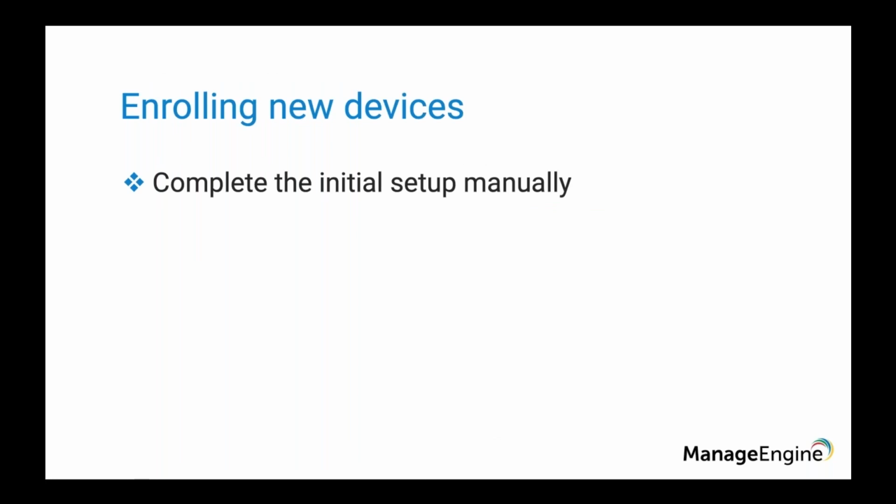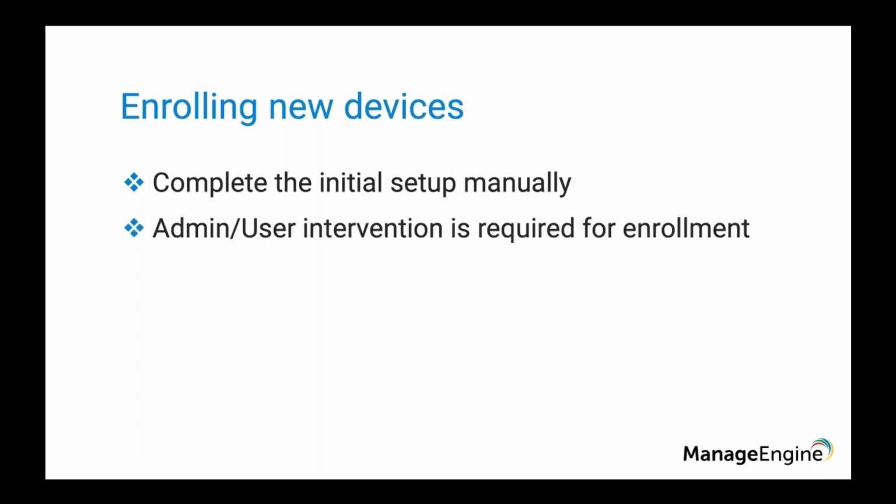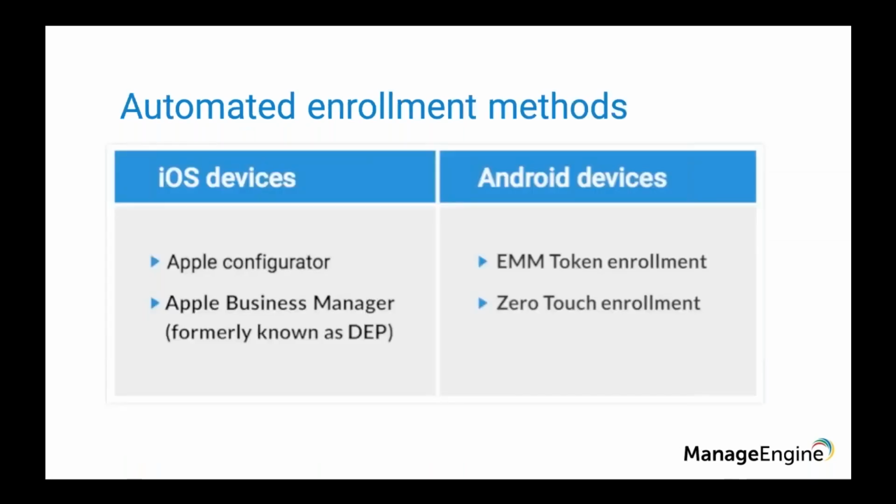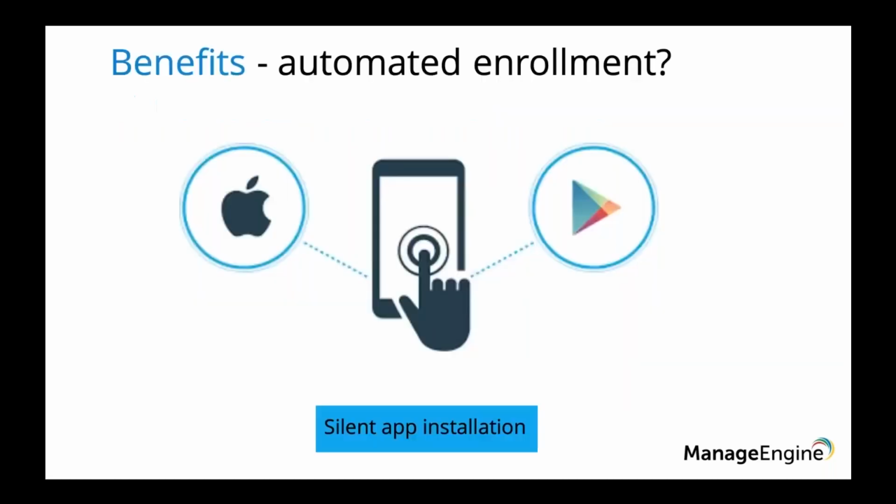Now we have covered how you can enroll your BYOD or devices that are already in use into the MDM solution. Our next phase is to enroll new devices. New devices are always challenging because you would have to complete the initial setup process manually, and there needs to be some kind of intervention required for the admin to complete the enrollment process itself. So that's why we have brought in certain automated enrollment methods into the solution itself, or more we could say adopted the system. So for iOS devices, we have the Apple Configurator enrollment and the Apple Business Manager enrollment. For Android, we have EMM Token enrollment and the ZeroTouch enrollment. So first, we would see how the manual process goes for your Apple and Android devices.